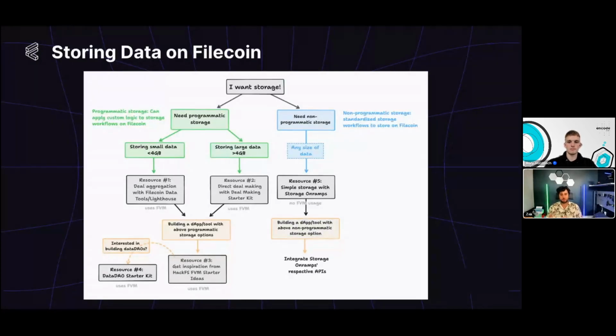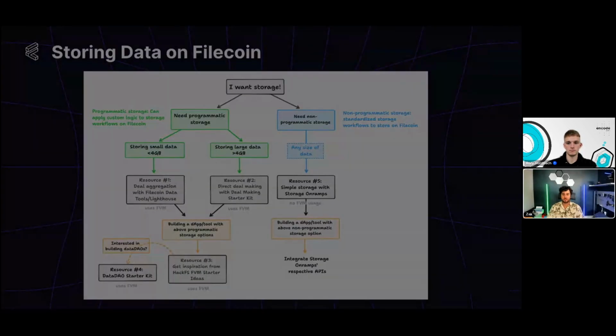And finally, if you don't need programmatic storage, you can just use the traditional methods of getting data on the Filecoin blockchain, which involve contacting a storage provider, either through a marketplace or offline, and sending them the data, making a deal, signing that deal with your private key. And that's the classic way of making a deal. So yep, we have the 3 paths there.